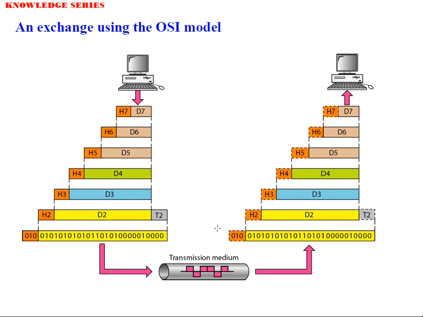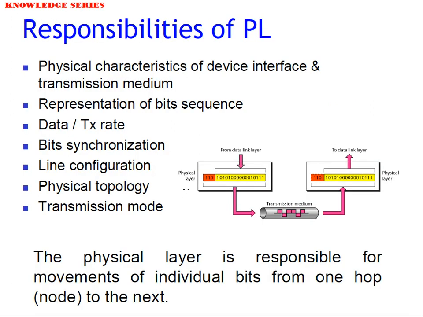So this is what we see in the exchange using an OSI model. Now we'll go one by one through the responsibility of each layer. The OSI model, the layered framework for the design of network systems, is basically used for communications. In the physical layer, this layer is responsible for the movement of individual bits from one hop node to the next hop, or from one point to another.